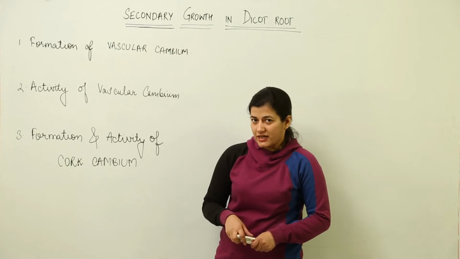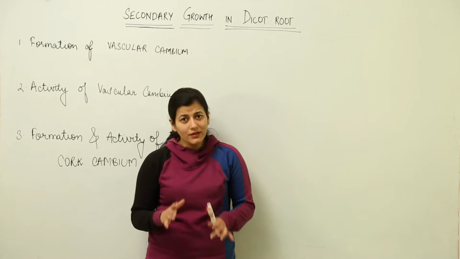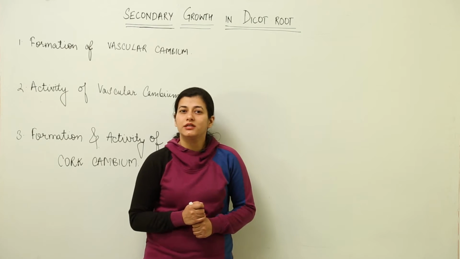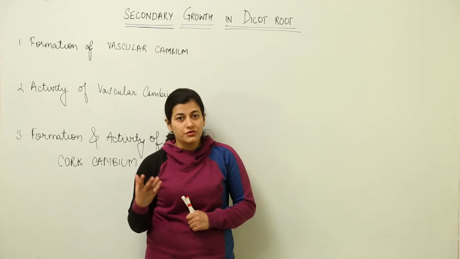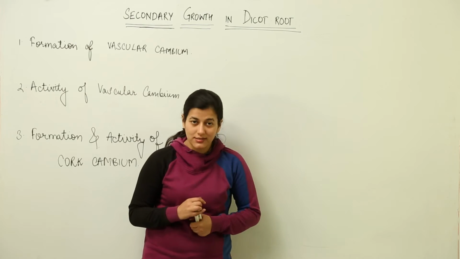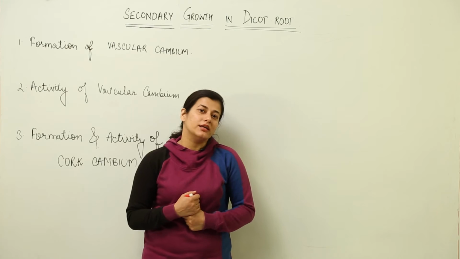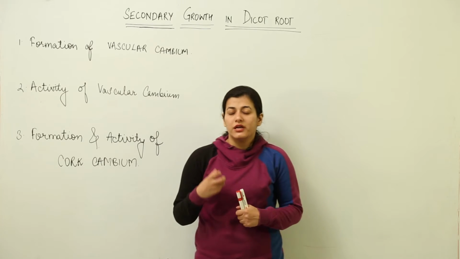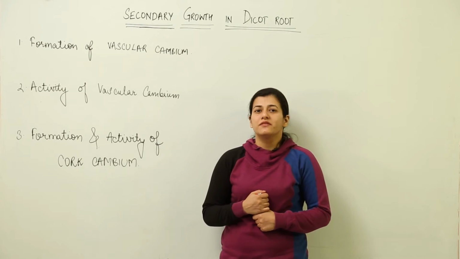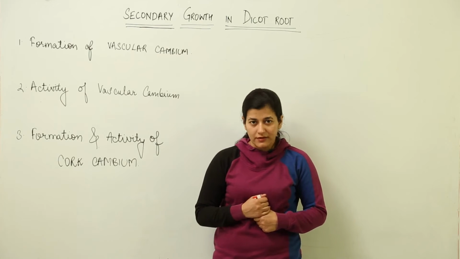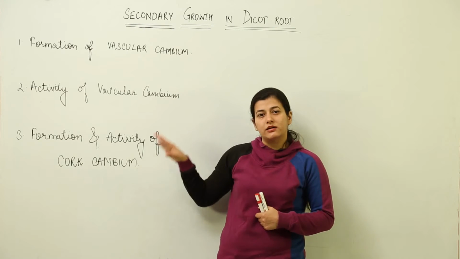We have done the secondary growth in dicot stem in great detail. Now we are going to see the secondary growth in dicot roots, if it is seen. Yes, it is seen, and it is quite similar to that in the dicot stems. Now there are a few points of differences that you have to remember, and we have to see what these are. As you can see over here, the steps are quite similar.